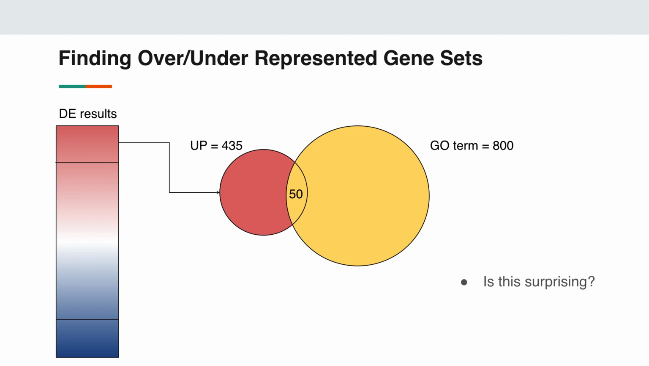So how do we define if this overlap of 50 genes is what you would expect by chance, or if for some reason there is an overrepresentation, so there are more genes than we would expect by chance that belong to this particular term upregulated in our experimental condition?